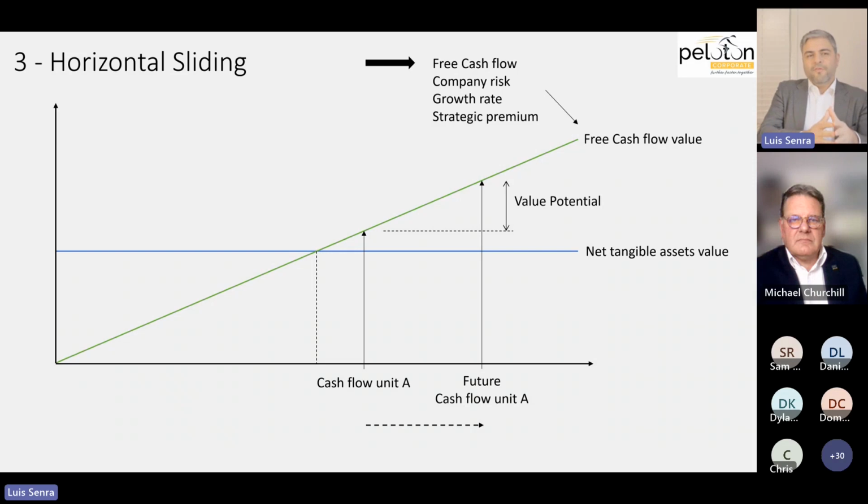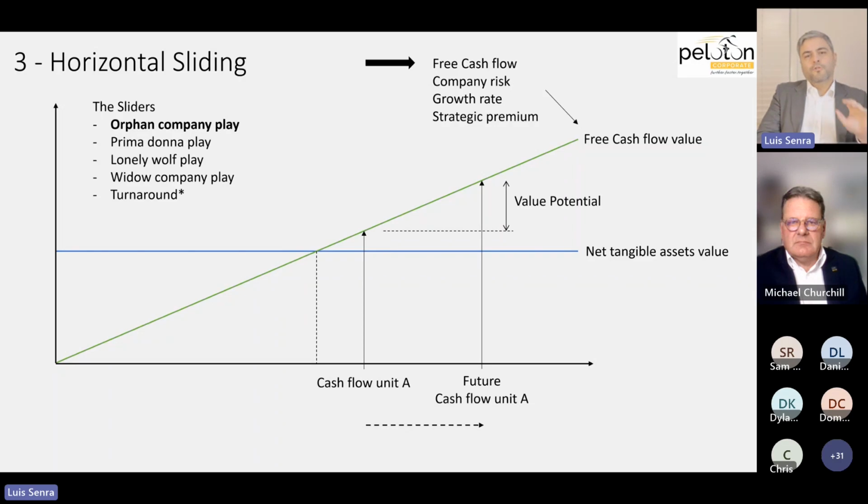So when we think about horizontal sliding, we will be thinking much more about company risk, what is the growth rate of this cash flow unit, what is the strategic position of this cash flow unit in the market. Those are the things that the private equity will focus on. Because the horizontal sliding is overused by your executive team, usually to have a value play here, it will need to be a really specific value play.